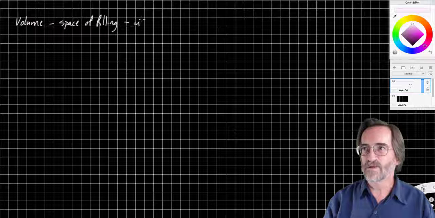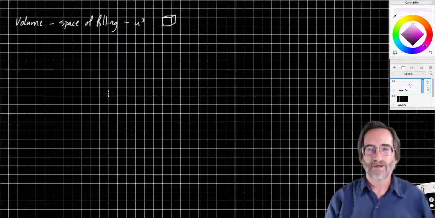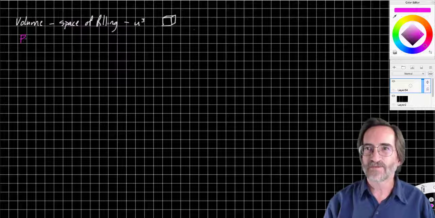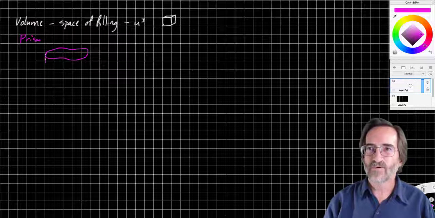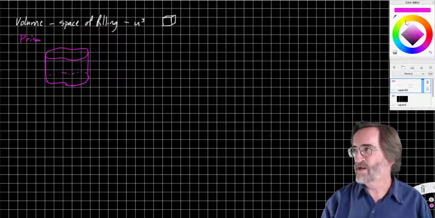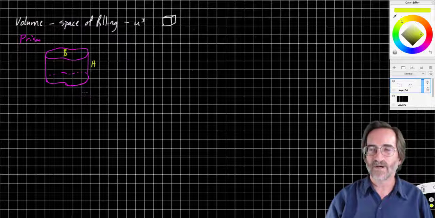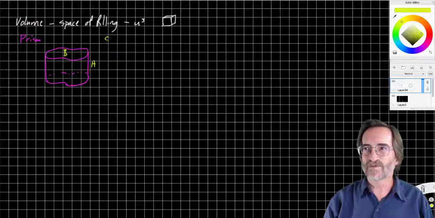If you recall, it's in units cubed or cubic units because it measures how many cubes fit inside, can stack inside the object. Okay, and we are going to find the volume of two things. We're going to find the volume of prisms, which is defined as a shape pulled through space so that it has the same shape on top and bottom. Okay, and that the shape on top and bottom is called the base, and the distance between the bases is called the height.